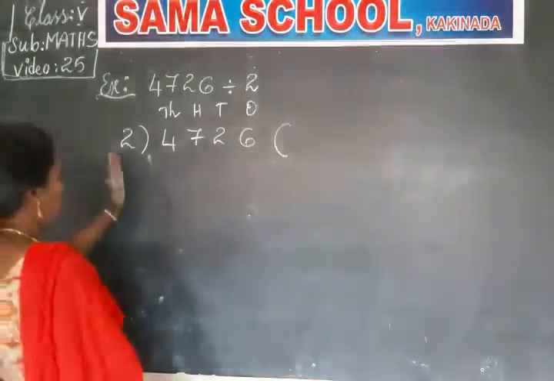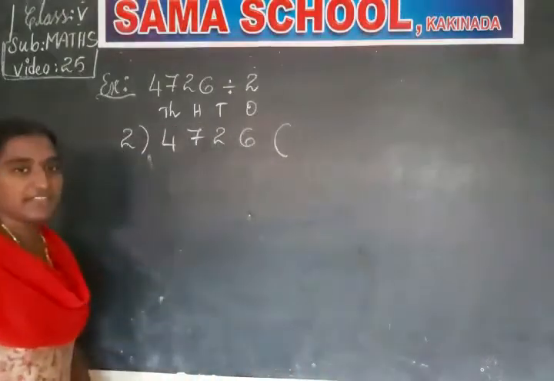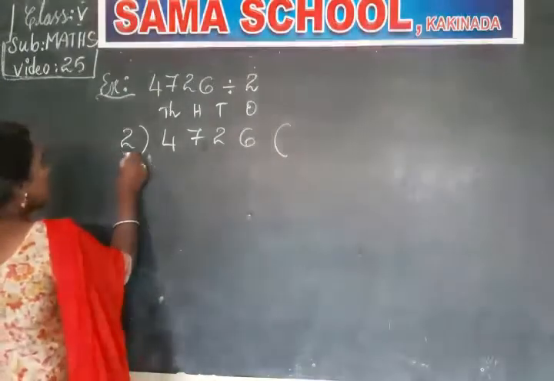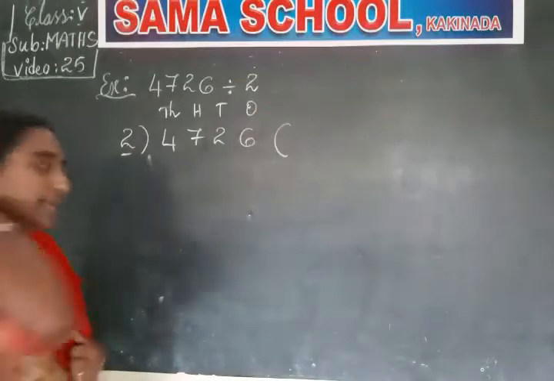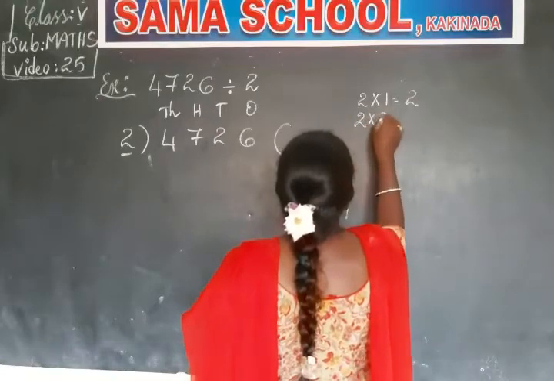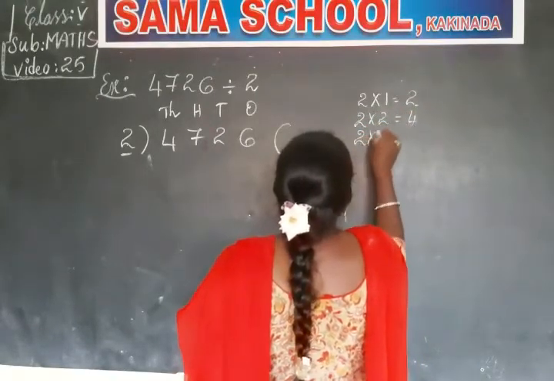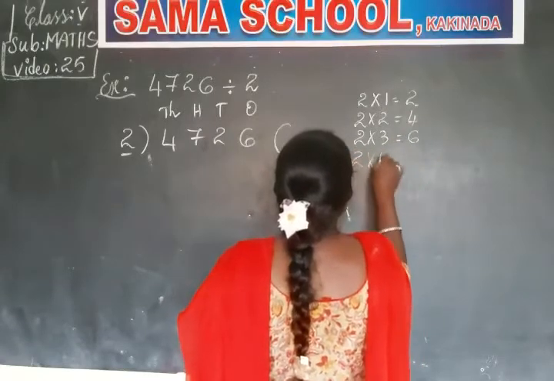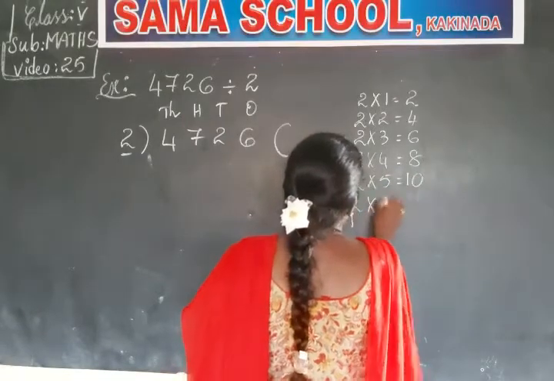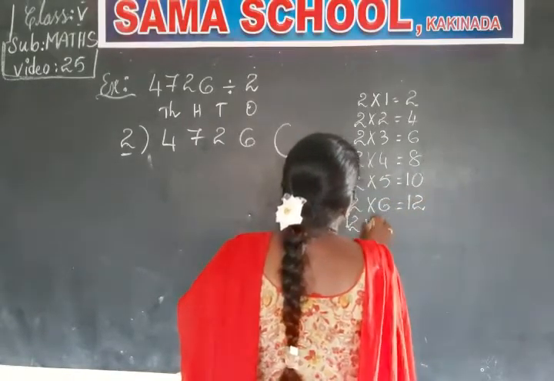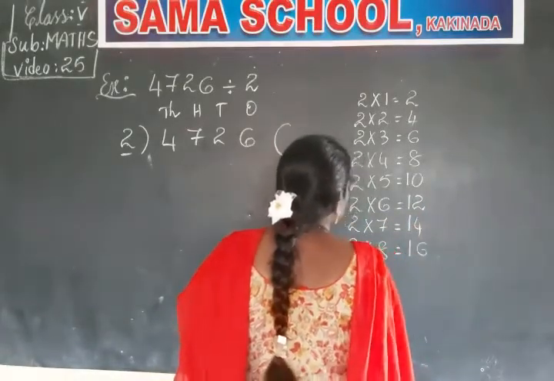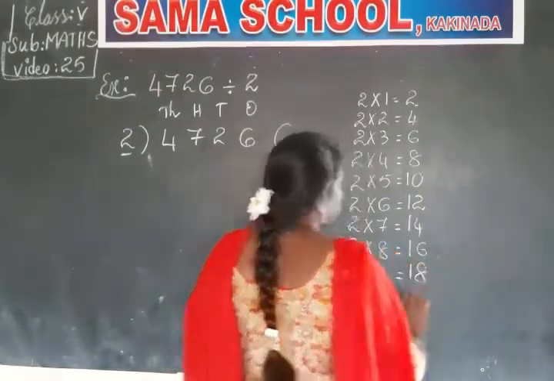Is it clear, children? From left hand to right hand, we have to do the division, not from right to left, like addition, subtraction and multiplication. Okay? See here, what is the divisor? That table we have to recollect. So write the table. 2 ones are 2. Do you know the 2 table? It is very easy. 2 twos are 4, 2 threes are 6, 2 fours are 8, 2 fives are 10, 2 sixes are 12, 2 sevens are 14, 2 eights are 16, 2 nines are 18.